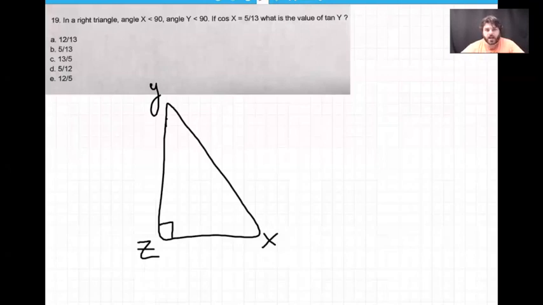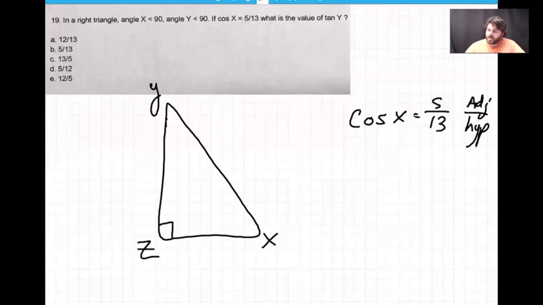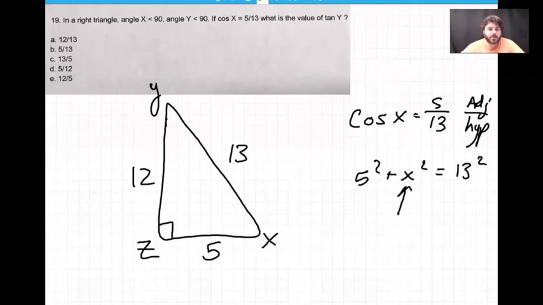All right, so the cosine of x is 5/13. Well, remember, cosine is adjacent over hypotenuse. So I better label this triangle here. Adjacent is 5, hypotenuse is 13. If we remember correctly, that means 12 should be our other side. Remember, what we're doing is 5 squared plus x squared equals 13 squared, and we're realizing that when we solve this Pythagorean theorem, we get 12 for x.